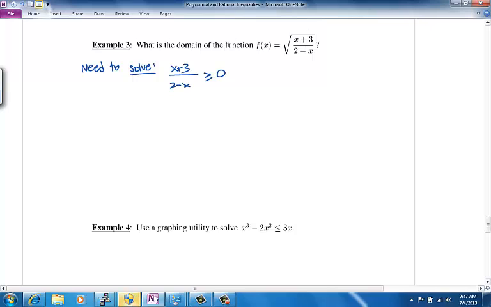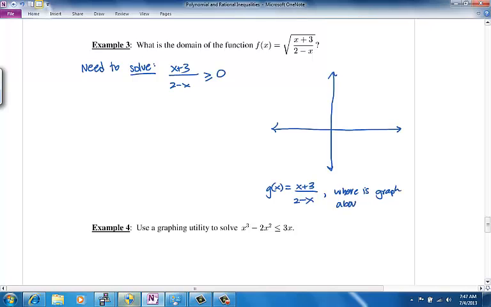So I could solve it graphically or algebraically. I'm going to solve it graphically because it's a little faster, I think. So I'm going to graph g of x equals just the input for that radical, not the whole original function. And I want to know where the graph is above or touching the x-axis.